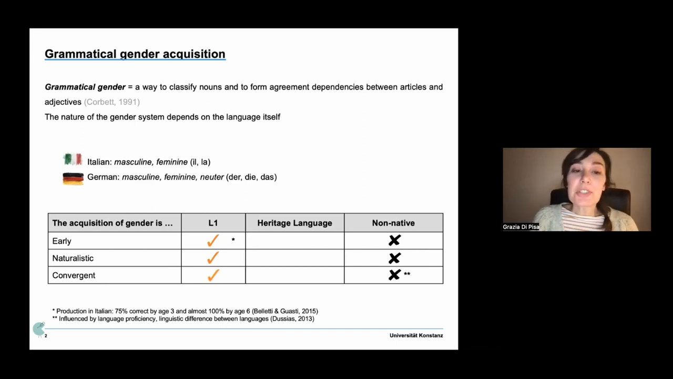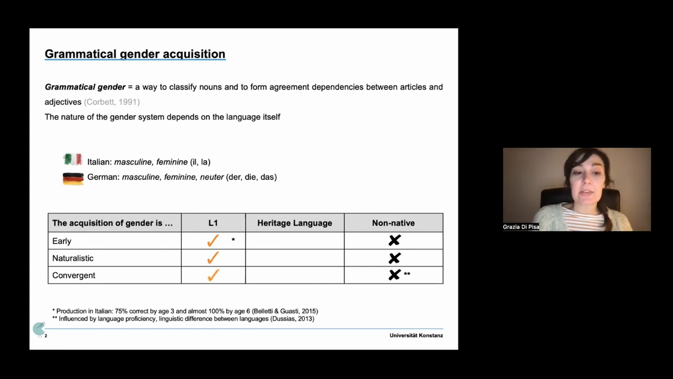So the acquisition of gender in the L1, so in the native language, studies have shown that it is happening early because it's usually happening from birth in a naturalistic environment, meaning that it's happening at home from parents. And it's convergent, which means that studies have shown this in different languages, although there are some cases where it's a little bit delayed.